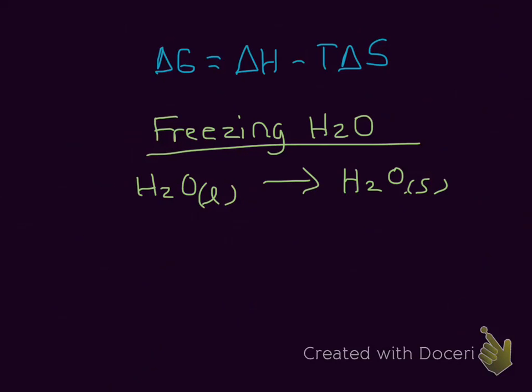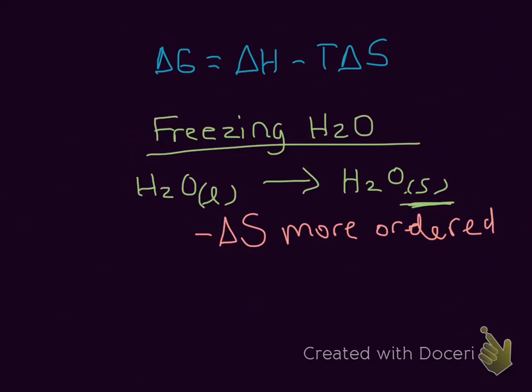In this case, we're going towards a solid, so it's becoming more ordered. So it's going to have a negative delta S. A negative delta S means that it's more ordered, not more disordered, but more ordered. And we know that when bonds are formed, so here you have the formation or the strengthening of intermolecular forces, that it's going to be exothermic.